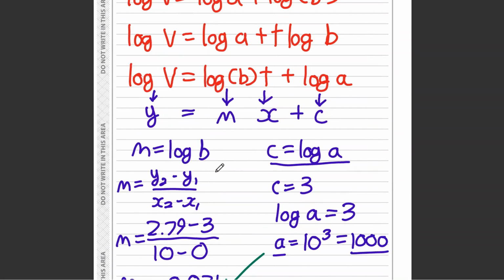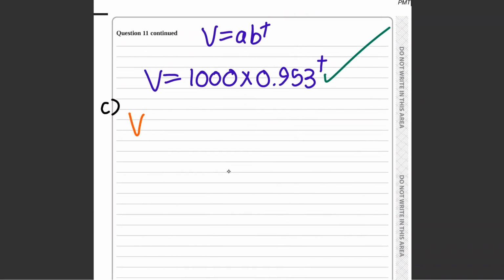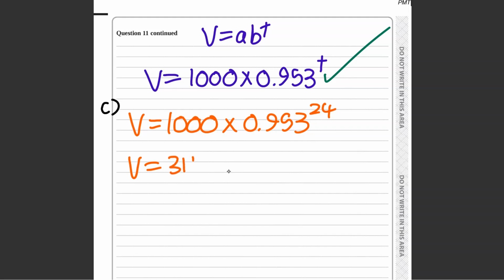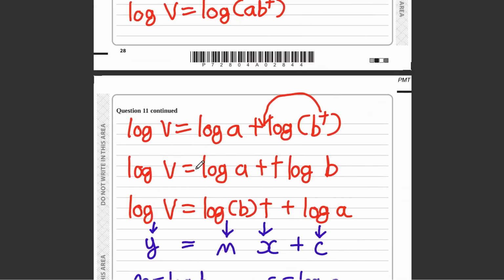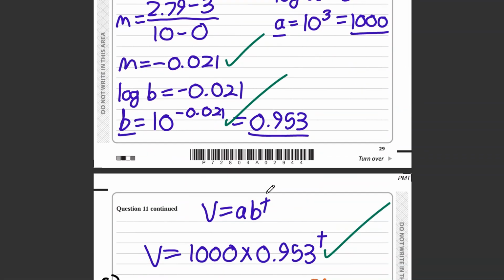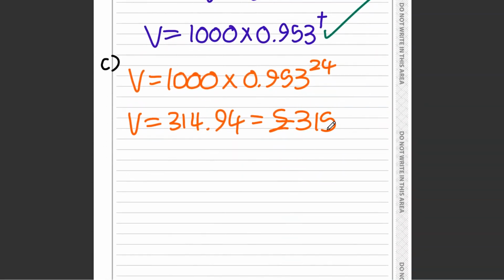Okay, so if we sub in t is equal to 24, it's going to be v is equal to 1000 times 0.953 to the power of 24. If you put this into your calculator, it gives out a value of 314.94. We round it to the nearest pound. It's equal to £315. If we compare this to the actual value, it's £320. £315 is very close to £320. It's of course not going to be exactly accurate because it's just a model, but this is a pretty accurate estimate for the value of the phone after 2 years.